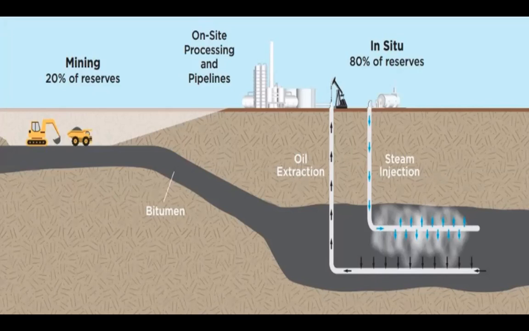The in situ leads to all kinds of subsidence of the Earth's surface. So you get things like sinkholes, you get earthquakes. There's an increase of earthquakes as a result of this activity taking place. And we're causing those earthquakes to happen.